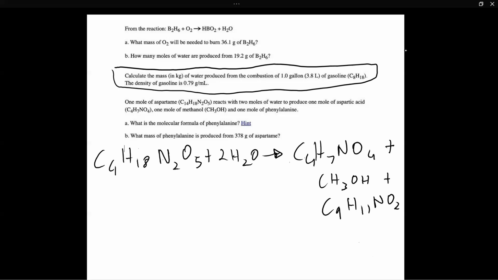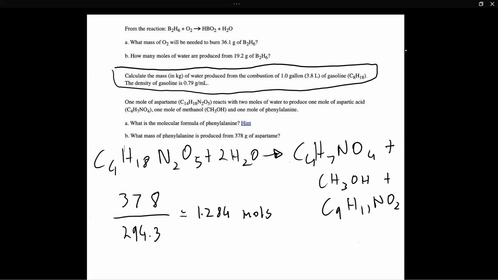First, let's calculate the moles of aspartame. That's 378 divided by the molar mass. I've calculated the molar mass. It's 294.3. And that gives us 1.284 moles of aspartame. As you can see, the aspartame and the phenylalanine are in a 1-to-1 ratio. So that means that 1.284 moles of aspartame is producing 1.284 moles of phenylalanine.